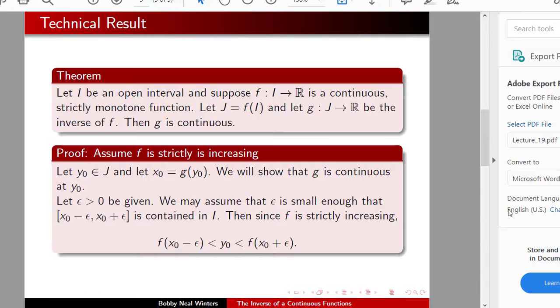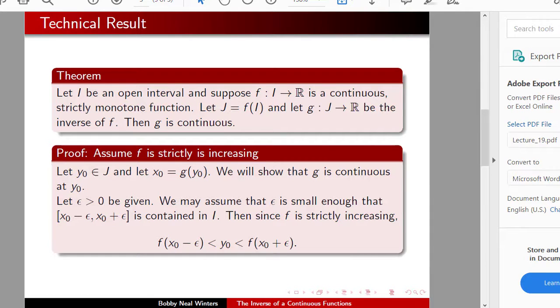So the theorem is this: let I be an open interval, and suppose that f from I to R is a continuous function, that it's strictly monotone as well. Let J be equal to f of I. Okay, so J is the image of I. And let g be a function from J to R. Let g be the inverse of f. Then, okay, all of that stuff going on, then g is continuous.